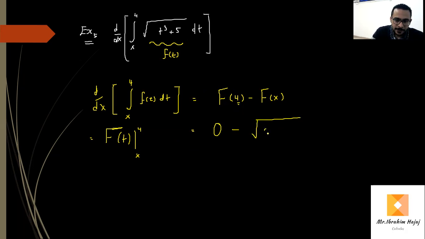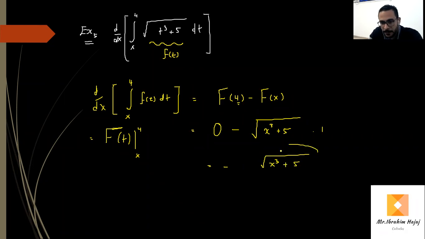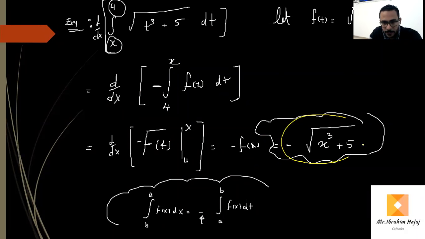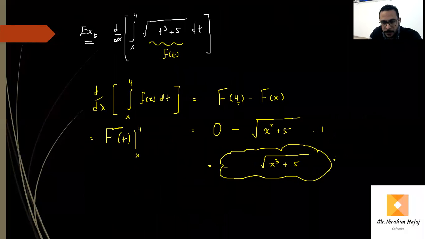F of x, so you put the x inside, so it's going to be x cubed plus 5, and the derivative is multiplied by 1. So your answer is negative again: x cubed plus 5, the same as the previous answer. So whether you flip or not, you get the same answer, which is the same as this one.